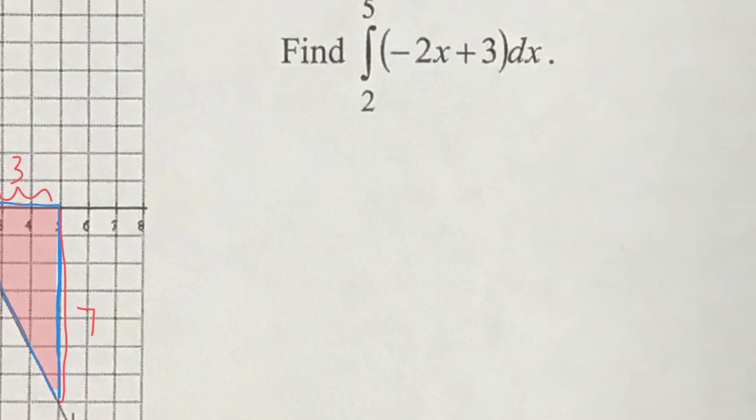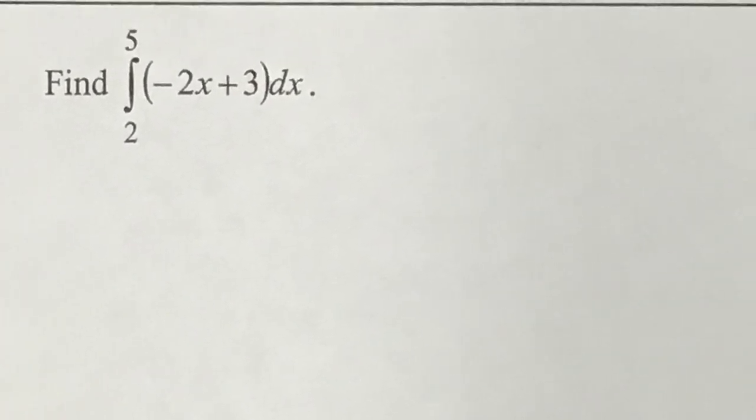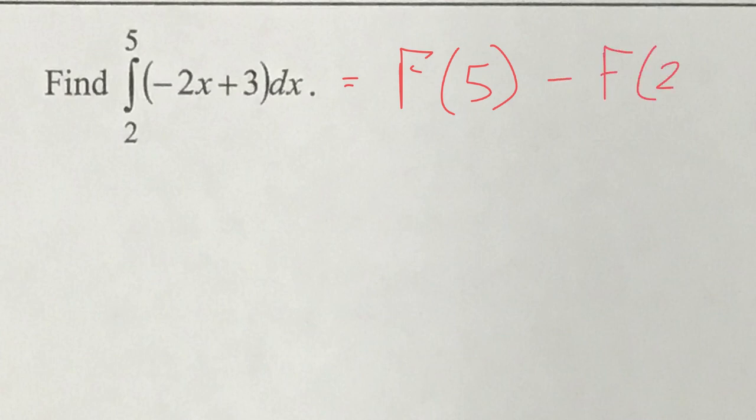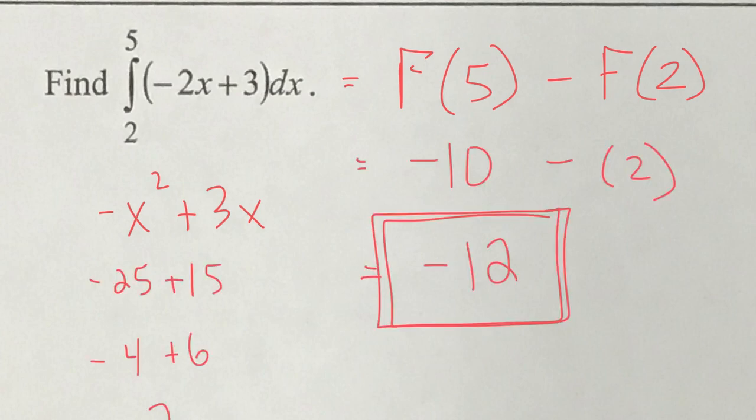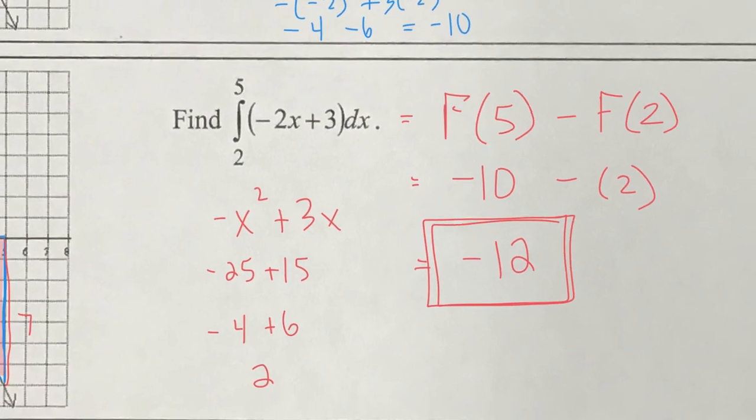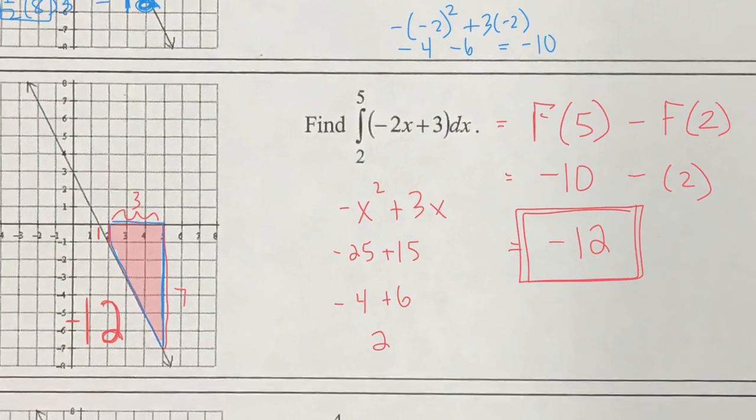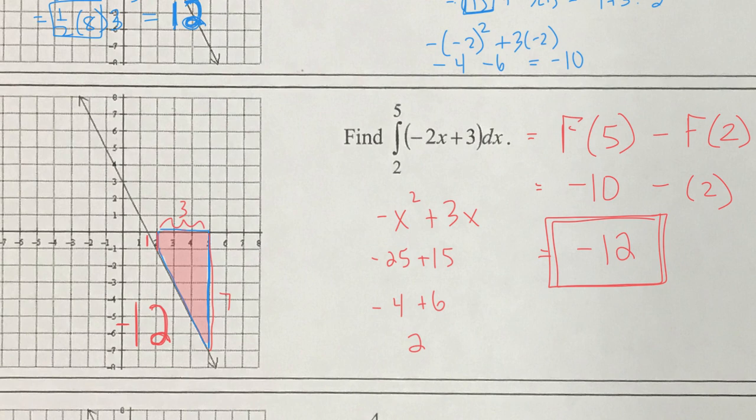So let's see if that jives with our antiderivative, or with our fundamental theorem of calculus. We're going to evaluate the antiderivative at positive 5, and subtract the antiderivative evaluated at positive 2. Remember that antiderivative was negative x squared plus 3x. So plug in 5 and plug in 2 and see if you get what I get. Okay, look at that result. The antiderivative evaluated at those 2 points is the same as the area of that interval. Fantastic. I love it when a plan comes together.